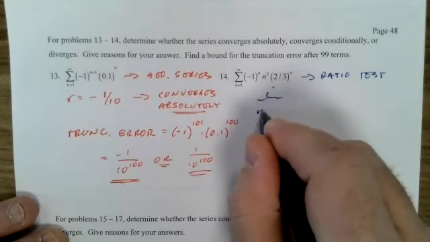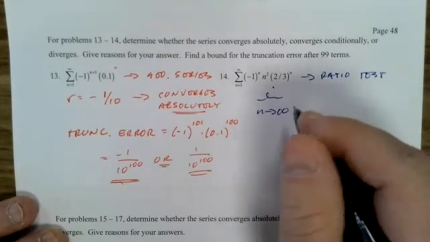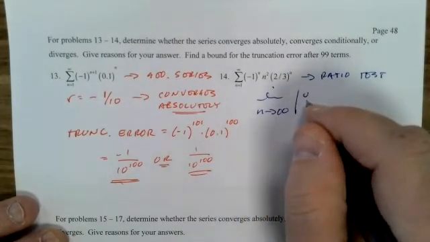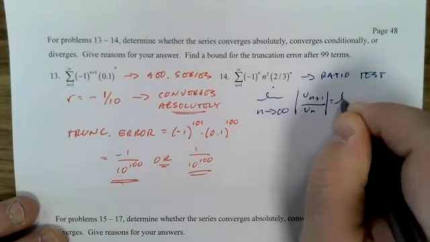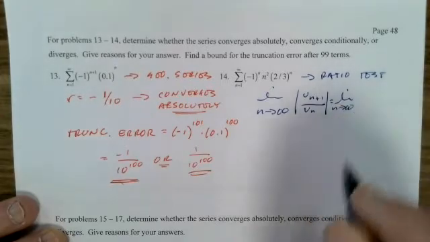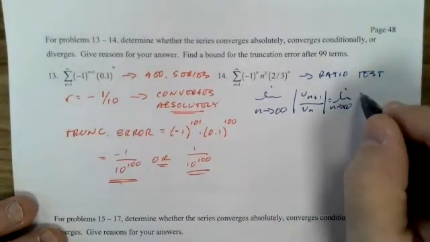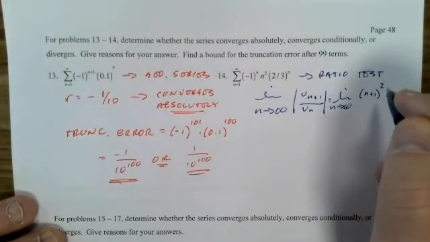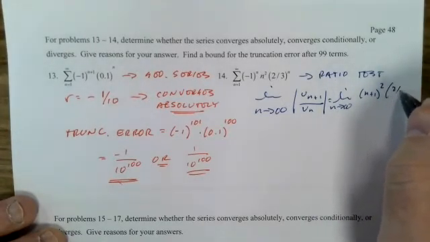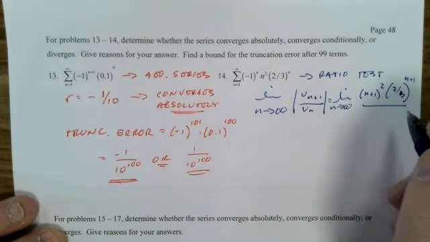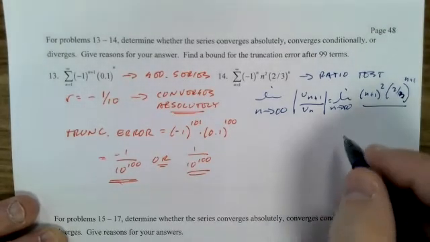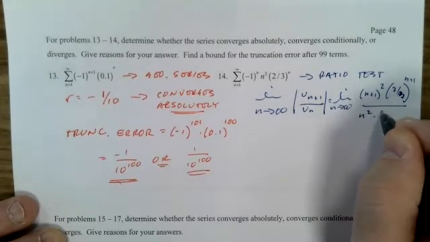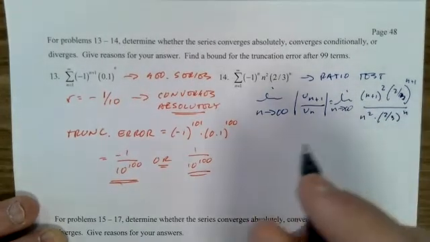Limit as n approaches infinity. Why am I writing this out? U of n plus 1 over u of n. Limit n approaches infinity. N plus 1 squared, 2/3 to the n plus 1, over n squared, 2 over 3 to the n.